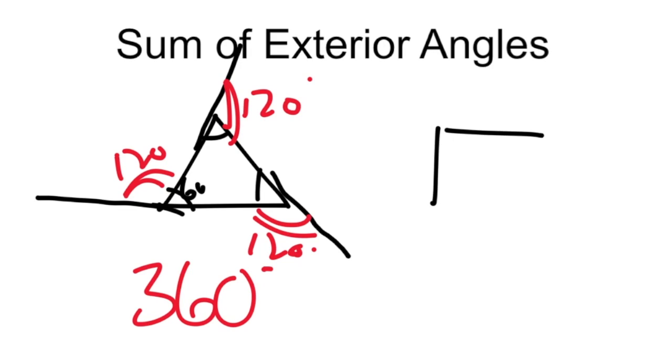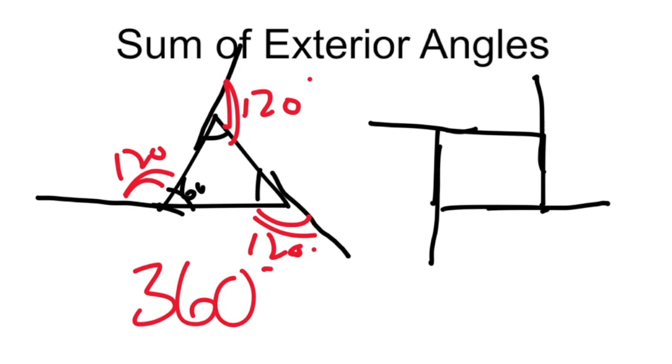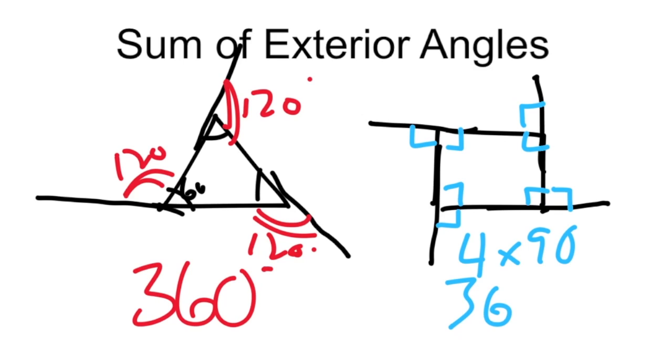Let's take a rectangle. If you extend and make exterior angles from all the sides, the interior angles are right angles, and the exterior angles are 4 right angles that will make 360 degrees as well. You take the exterior angles of a polygon and they're going to add up to 360 degrees.